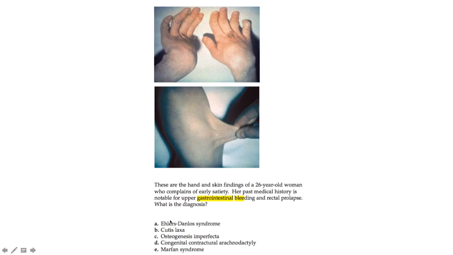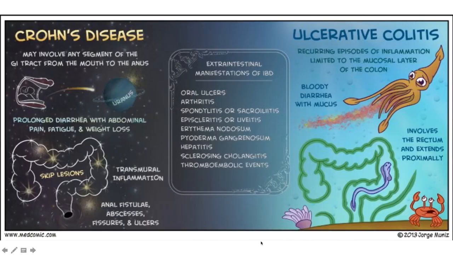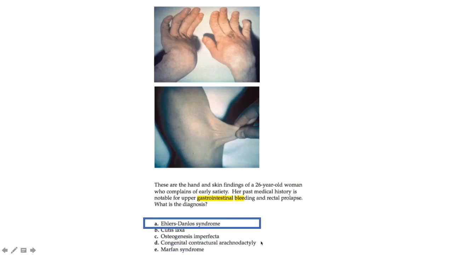All right. So which of these is the diagnosis? Ehlers-Danlos, cutis laxa, osteogenesis imperfecta, congenital contractural arachnodactyly, or Marfan syndrome? Well, the answer here is a whopping A for Ehlers-Danlos syndrome. So just a little bit about Ehlers-Danlos syndrome. It is characterized by highly elastic connective tissue. It takes many forms, up to 15 forms of Ehlers-Danlos syndrome which do exist.